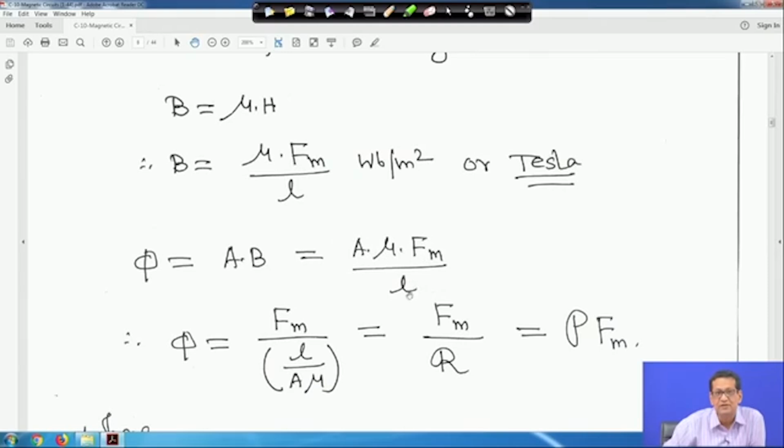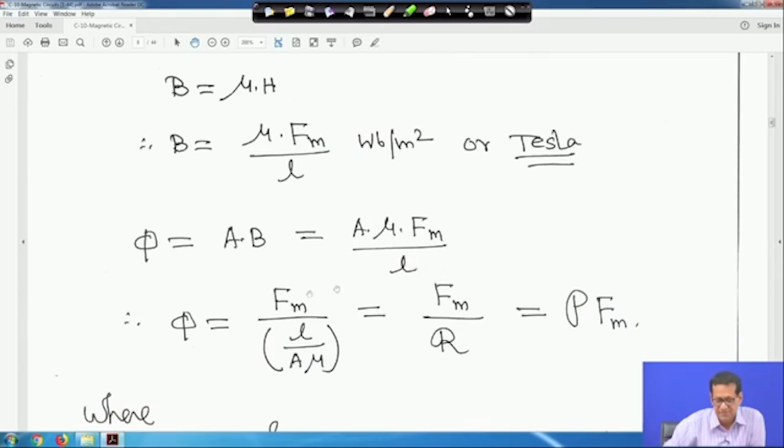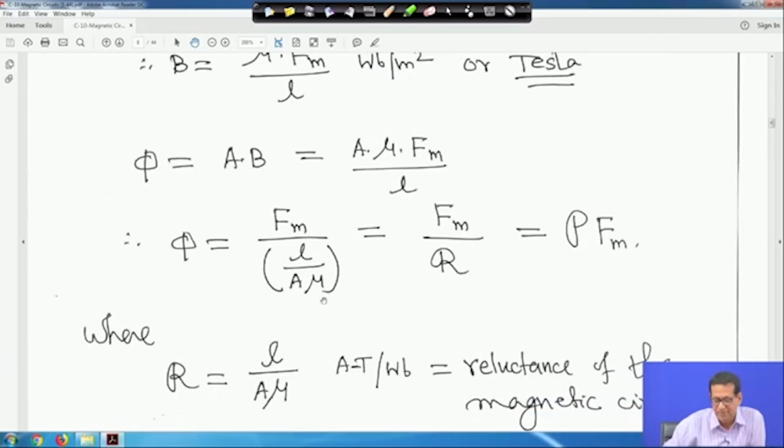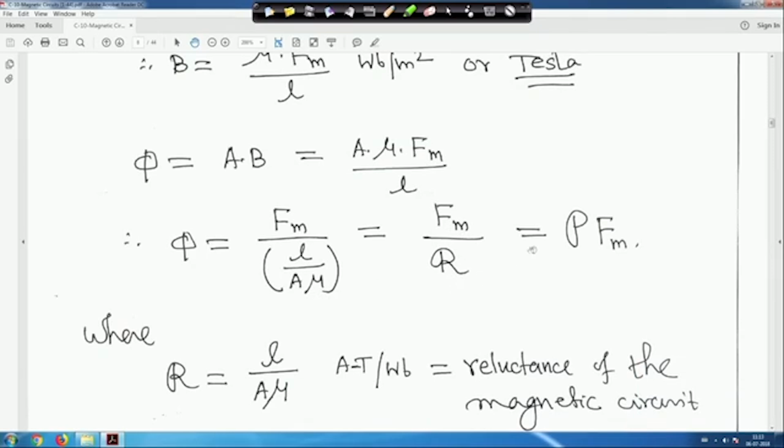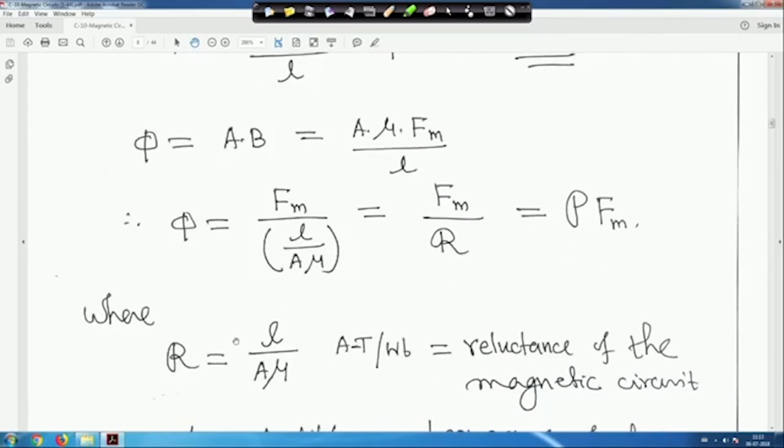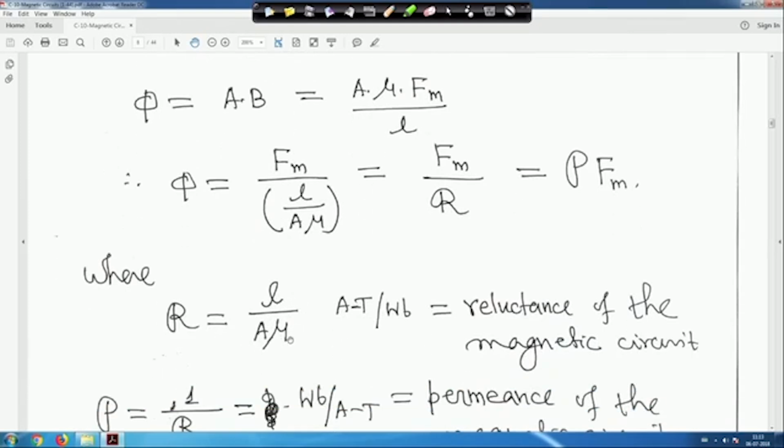So mu Fm upon L, right. So that means my phi is equal to Fm divided by L upon A mu, or we can write Fm upon R, or phi is equal to P into Fm. So R, we actually call L upon A mu, its unit is ampere turns per Weber. It is called the reluctance of the magnetic circuit, right.